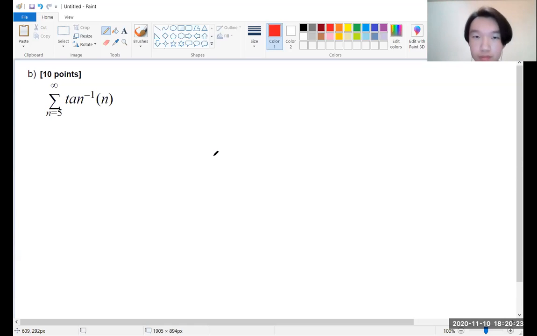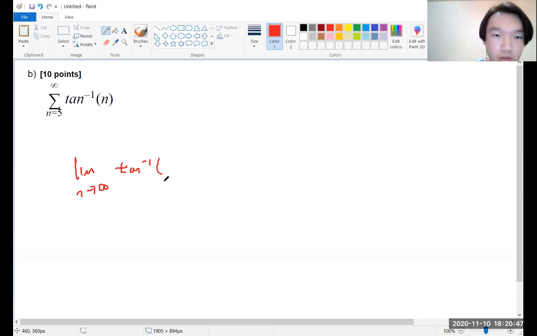I don't know what the method is called, but I remember taking the limit of the function, arctan of n, as n goes to infinity. Oh yeah, okay. I guess we can do that. So the limit as n goes to infinity of arctan. What does this give you though? Pi over 2.